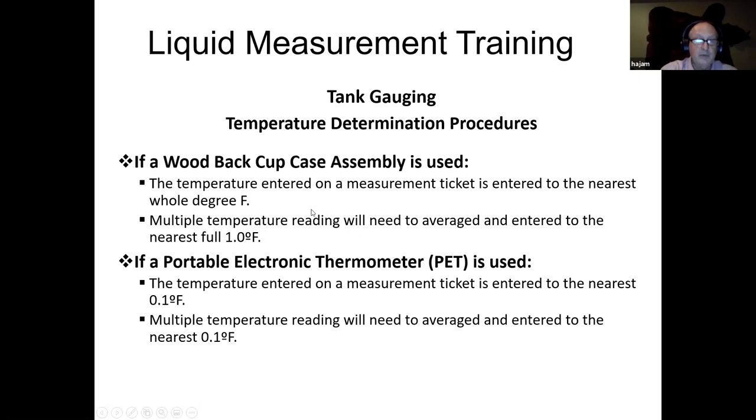Typically with a wood back, we already discussed this, you want to read it to the nearest degree. An electronic thermometer reads in tenths of a degree, so a little more accurate. Actually, I prefer electronic thermometers over the mercury type used in a wood back cup case assembly. They're quicker. They stabilize quicker. They're easier, more readily available, and quickly used. And so it saves time, and in the long run, it's going to save you money.